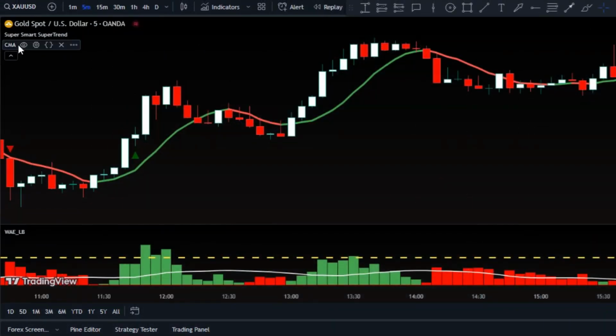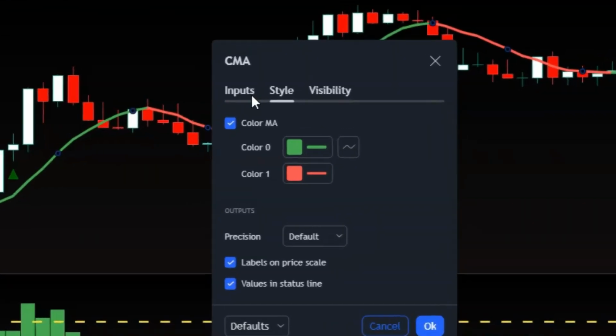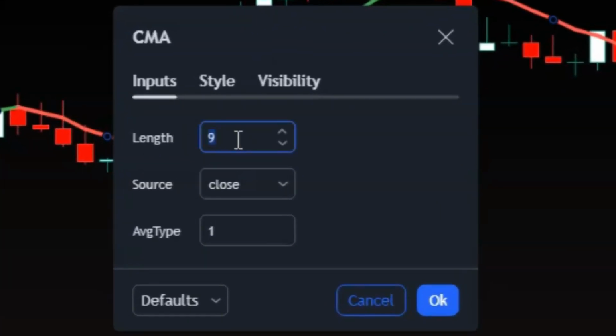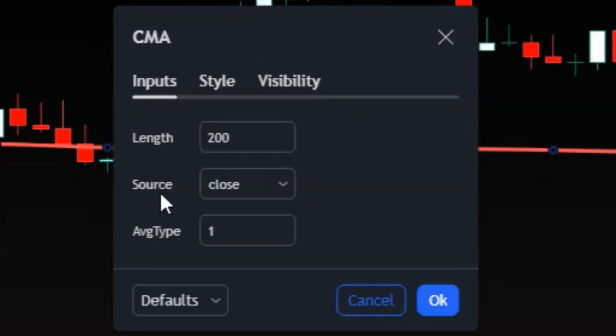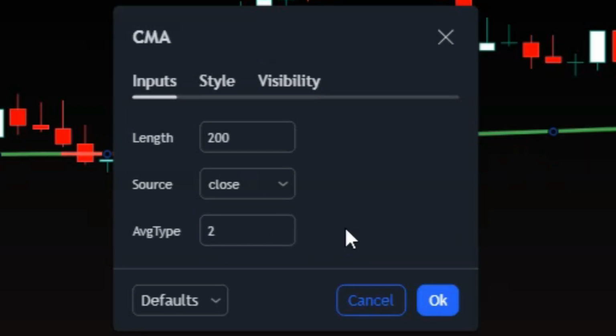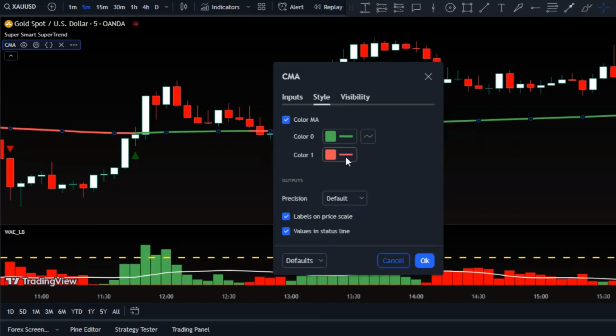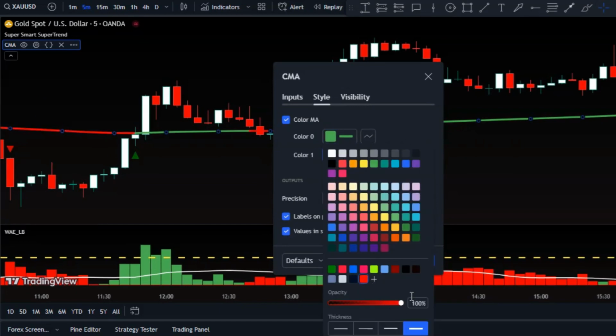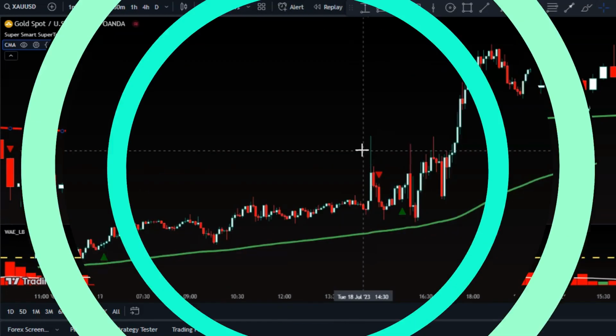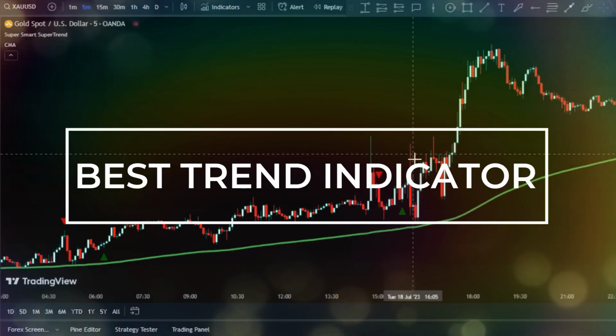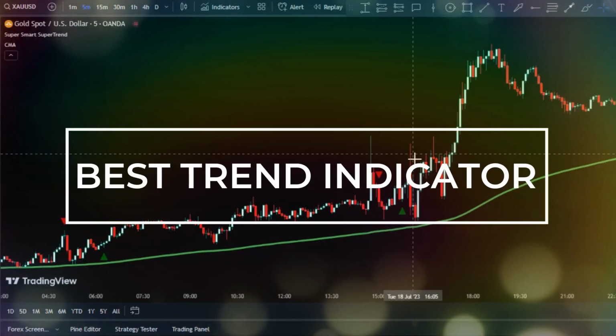Now we gotta optimize the indicator. So go to the settings section in the inputs tab, change length to 200, set source to close, and change average type to 2. And then in the style tab, configure the indicator color. With these changes, you now have one of the best trend indicator tools at your fingertips.